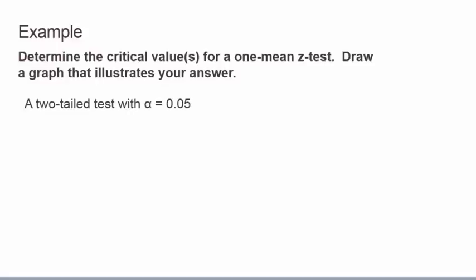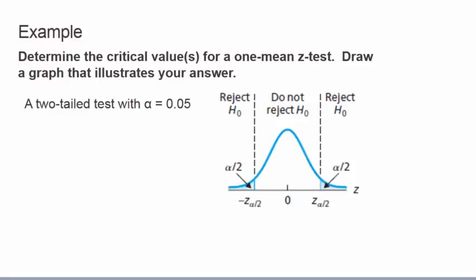Example: determine the critical values for a one mean z-test. Draw a graph that illustrates your answer. A two-tailed test with alpha equals 0.05. Let's start with what a two-tailed test would look like. I have two rejection regions. My alpha is split in half because half of my area is to the left of negative z sub alpha divided by 2, and the other half of my area is to the right of z sub alpha divided by 2.